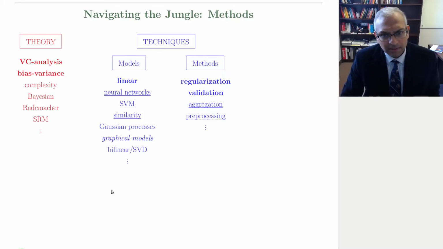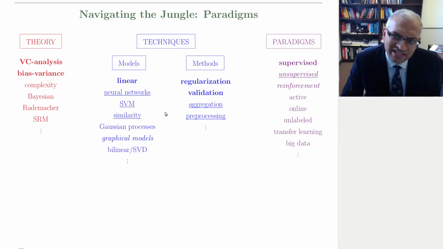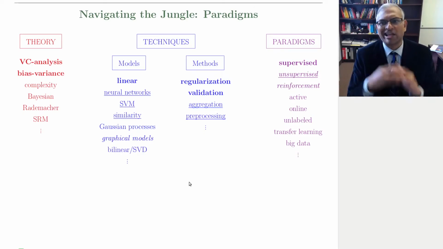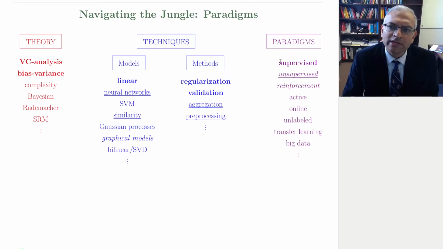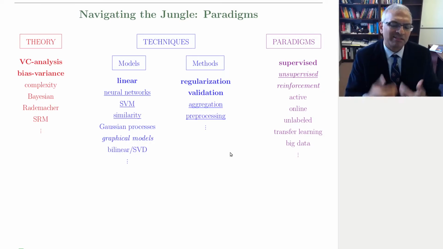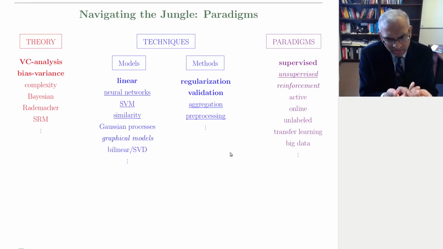Okay? And then lastly, so there's the theory of machine learning, there are the techniques which comprise models and methods, and then there are paradigms. And wow, nowadays the paradigms have just exploded. Now, the one we are going to focus on is the supervised paradigm, which is by far the most prevalent paradigm, and it's also the one where you can get the best performance because your data consists of X and examples of F in action.